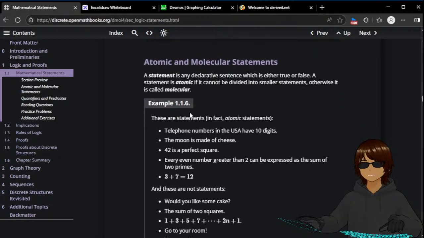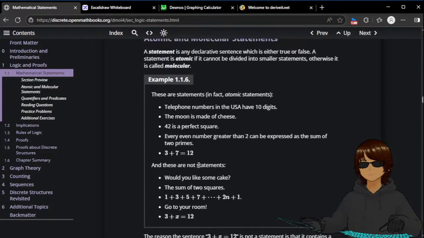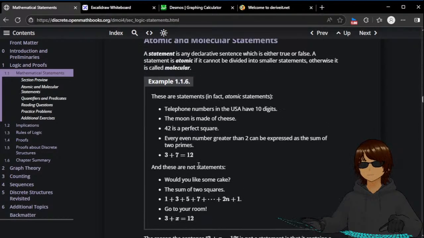These are statements, in fact atomic statements. Telephone numbers in the USA have 10 digits. The moon is made of cheese. 42 is a perfect square. These are not statements. Would you like some cakes? The sum of two squares. Go to your room. I want to see examples of molecular statements.